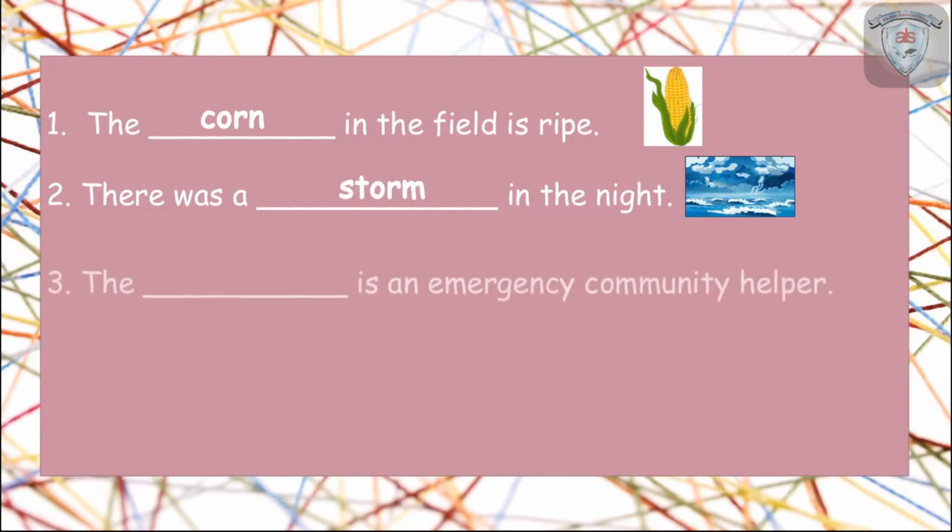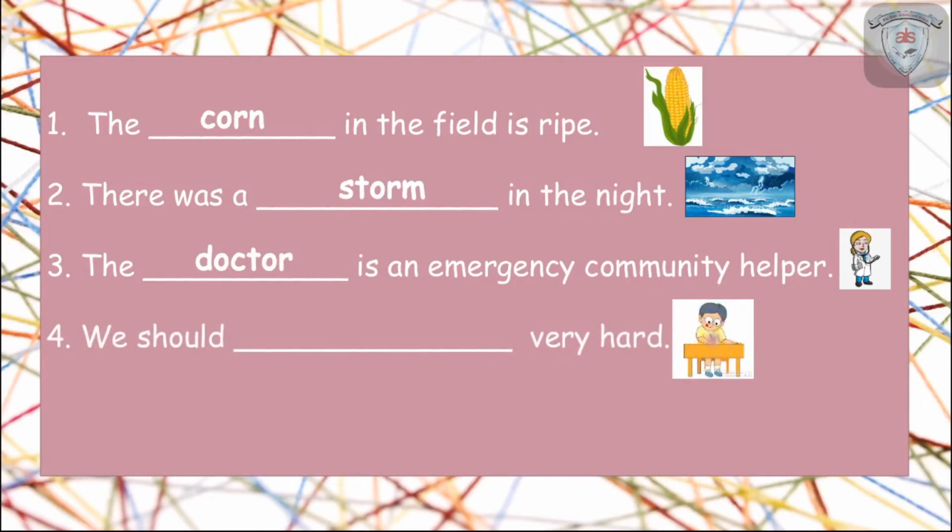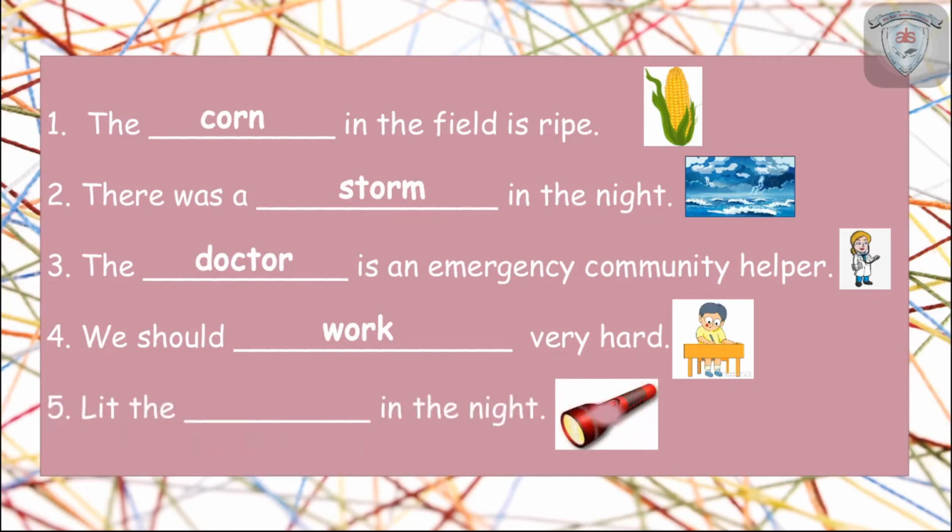How about the third one? The blank is an emergency community helper. What do you think is the answer? The answer is doctor. The doctor is an emergency community helper. Now let's have number 4. We should blank very hard. What do you think is the answer? The answer is work. We should work very hard. Now, let's have the last one. Let's have number 5. Lit the blank in the night. The answer is torch. Lit the torch in the night.